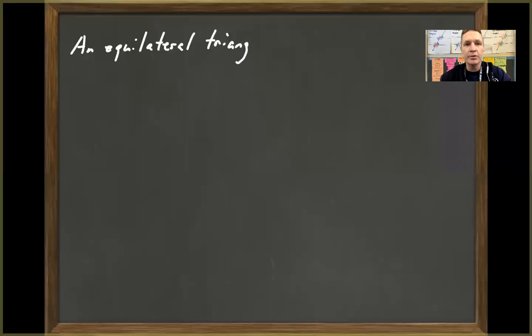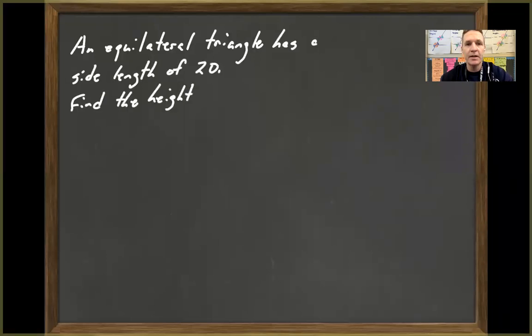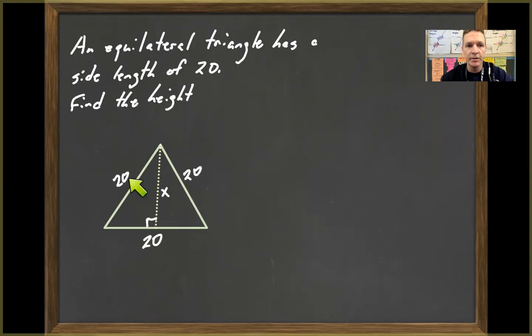So let's take a look at this geometry problem. An equilateral triangle has a side length of 20. Find the height. All right, well, once again, we need to sketch the diagram. So here's an equilateral triangle. All the side lengths are 20, and I want to find this height.